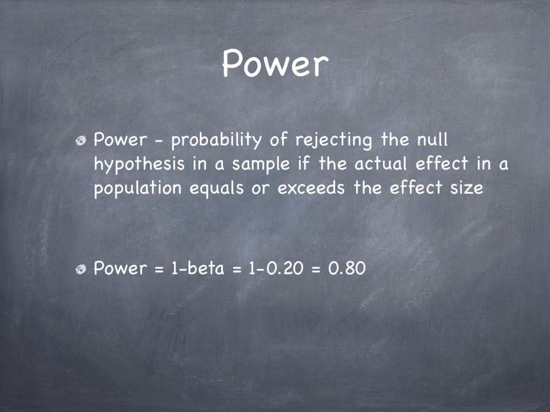Power is related to the study sample size. This is the probability of rejecting the null hypothesis in a sample if the actual effect in a population equals or exceeds the effect size. Power equals 1 minus beta, which by convention equals 1 minus 0.20, which equals 0.80 or 80%. These are the fundamentals of sample size and power. For more, please read the appropriate chapters in Hulley.